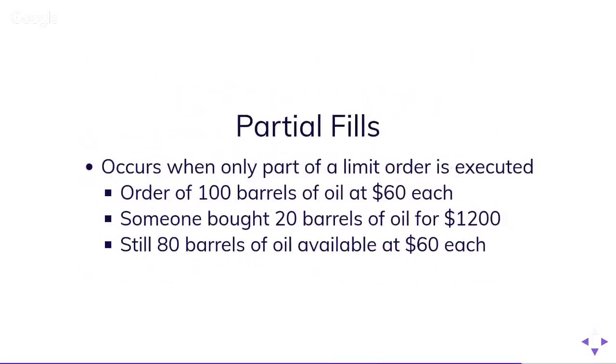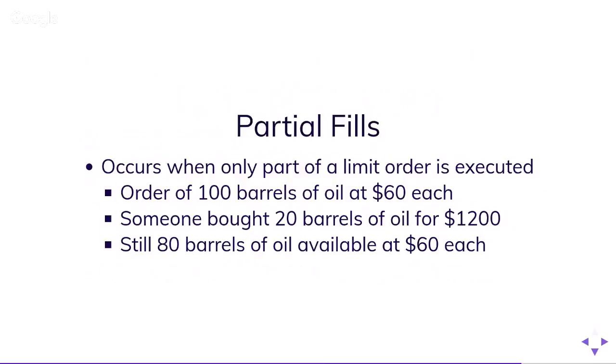So the next thing we're going to talk about is partial fills. Partial fills occur when only part of a limit order is executed. So again, back to our barrels of oil example, say I've got an order offering 100 barrels of oil at $60 each, and somebody bought 20 barrels of oil for $1,200. That means I still have 80 barrels of oil available at $60 a piece.